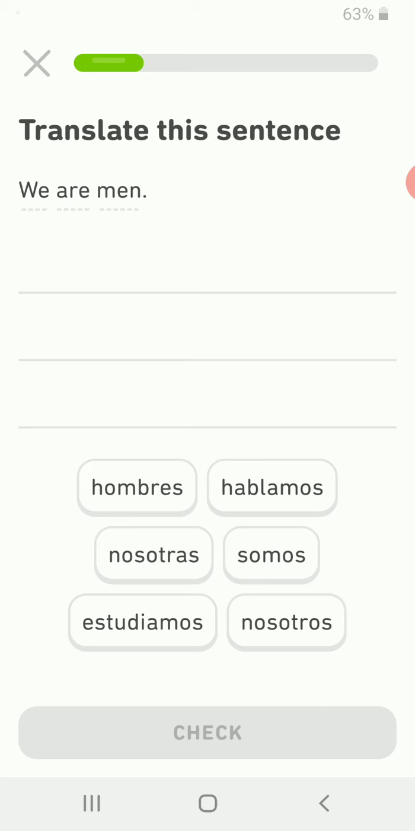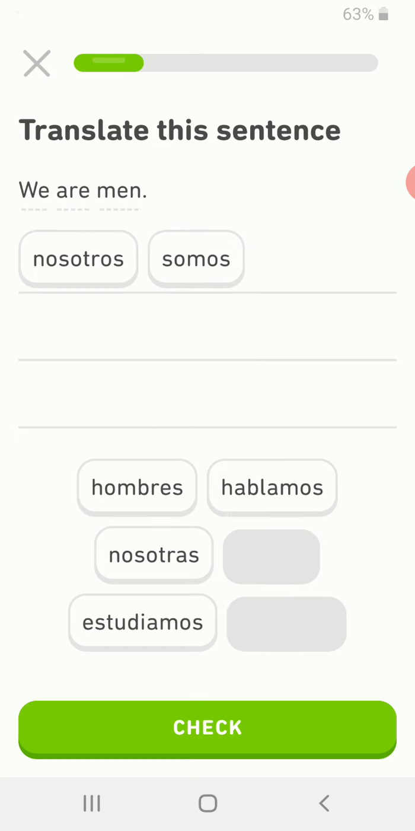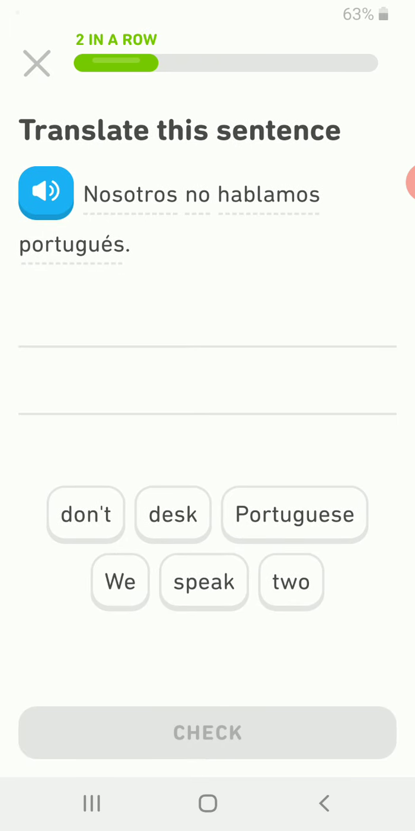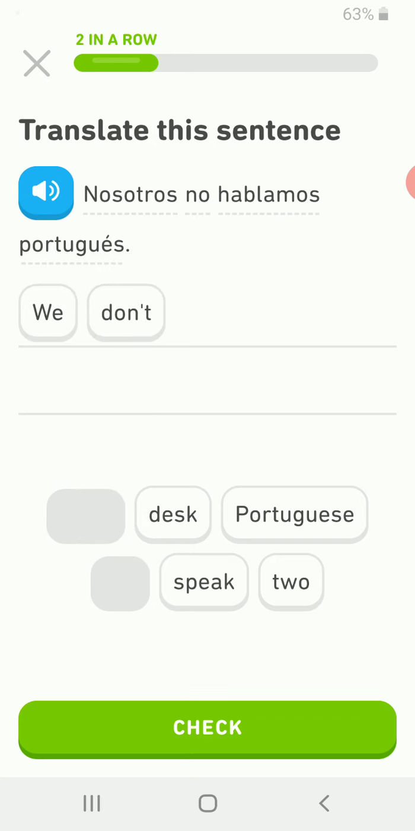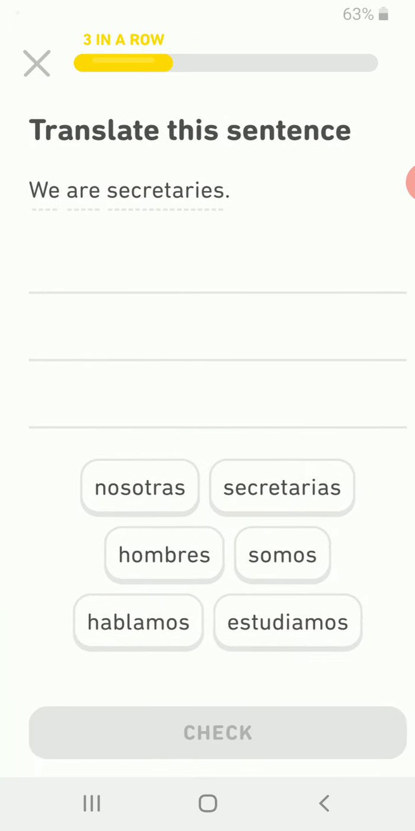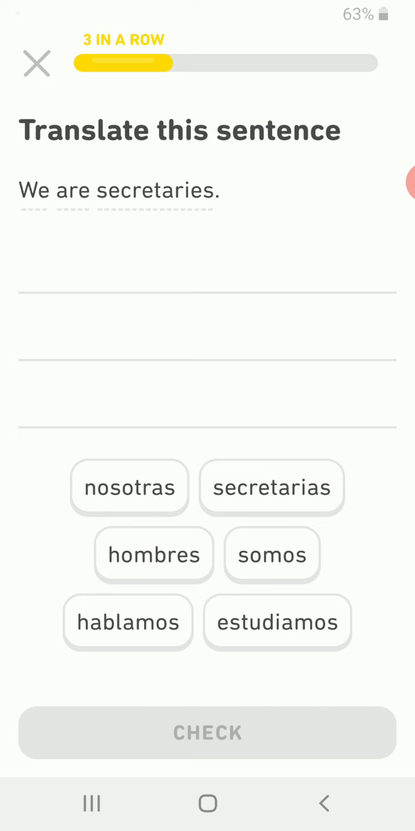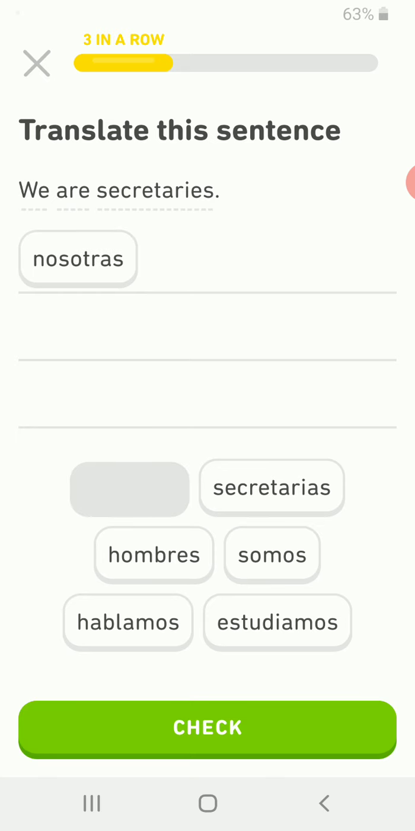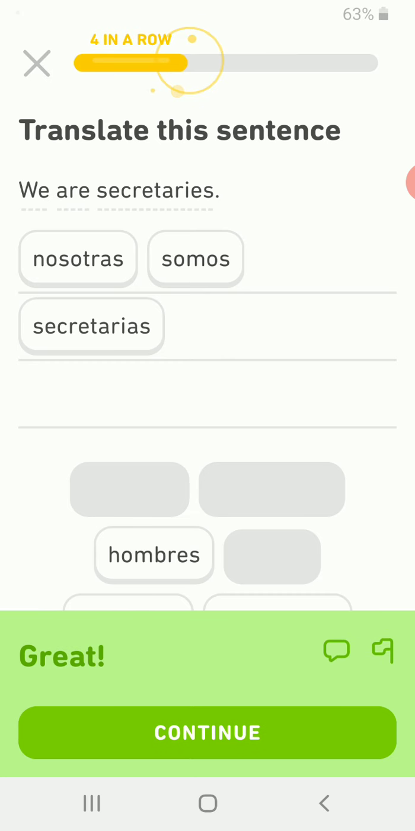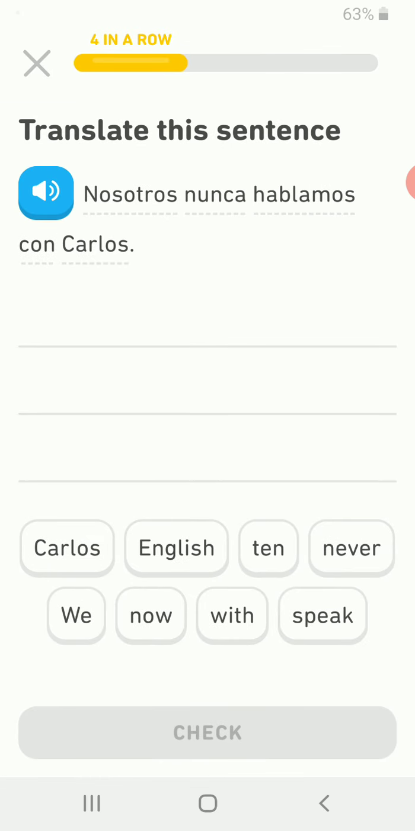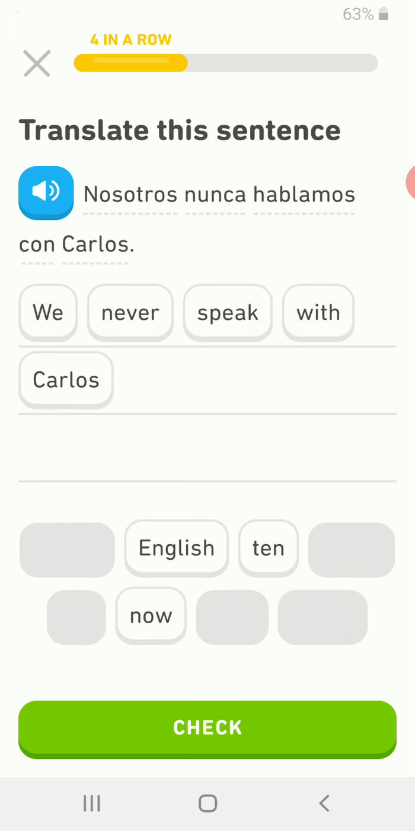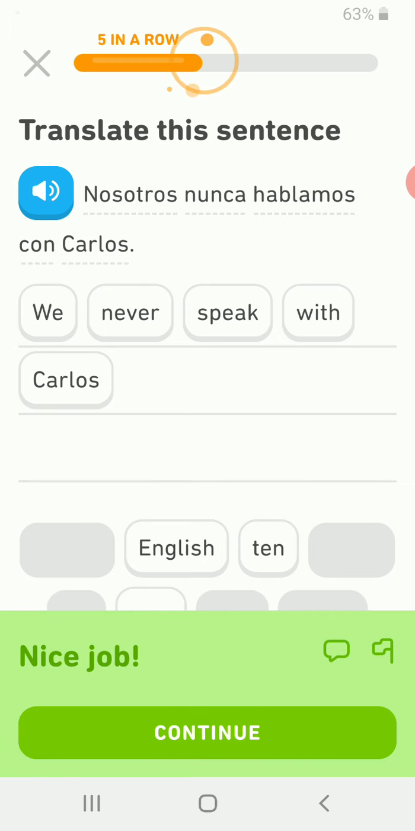So we are men. Nosotros somos hombres. Nosotros no hablamos portugués. We will not say nosotras because it's a feminine pronoun. Portugués is Portuguese. We don't speak Portuguese, and we are secretaries. Nosotras somos secretarias. It's not secretarios, so we have to use the correct pronoun. Nosotros nunca hablamos con Carlos. We never speak with Carlos.